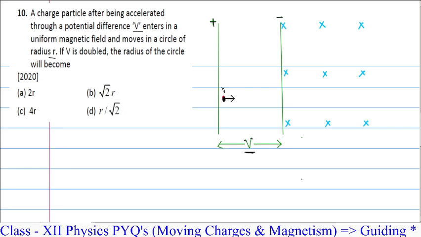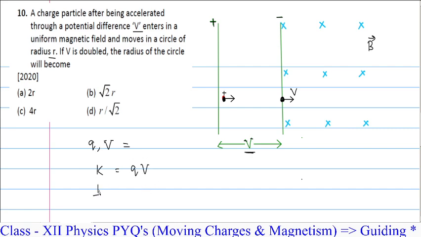Let this be a positively charged particle, so it starts moving towards the right. As soon as it reaches the end, let the velocity be v. With this speed it enters a uniform magnetic field, let it be B. Before entering, what will be the velocity of this charged particle? When a charged particle is accelerated through a potential difference V, it gains some kinetic energy. So what will be the value of that kinetic energy?